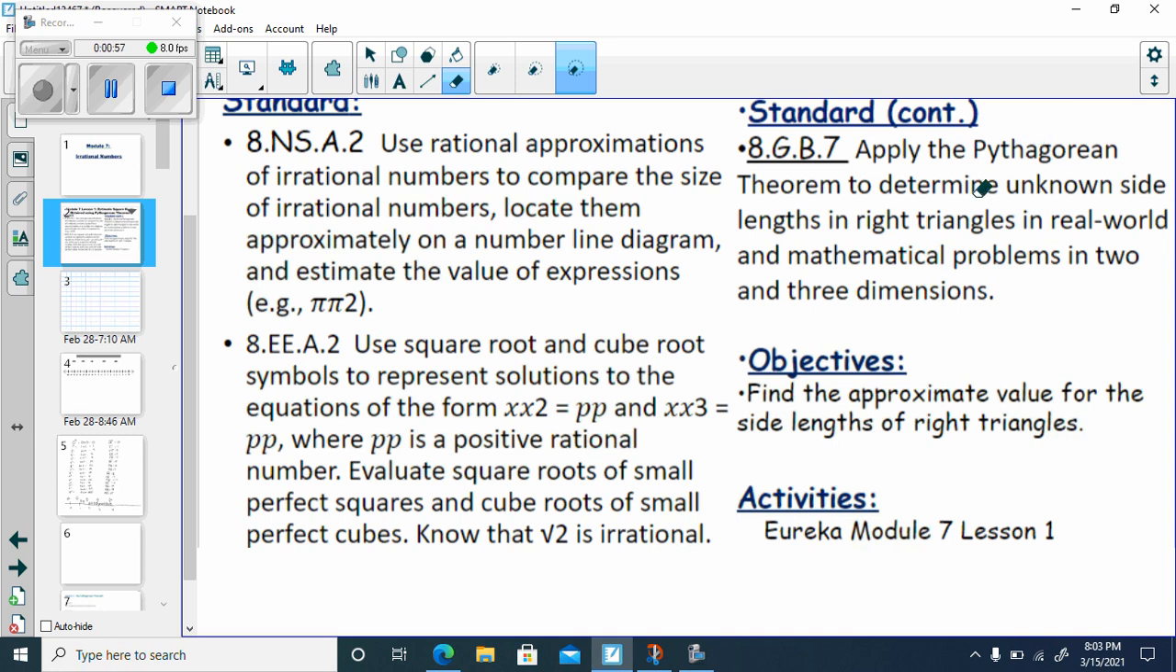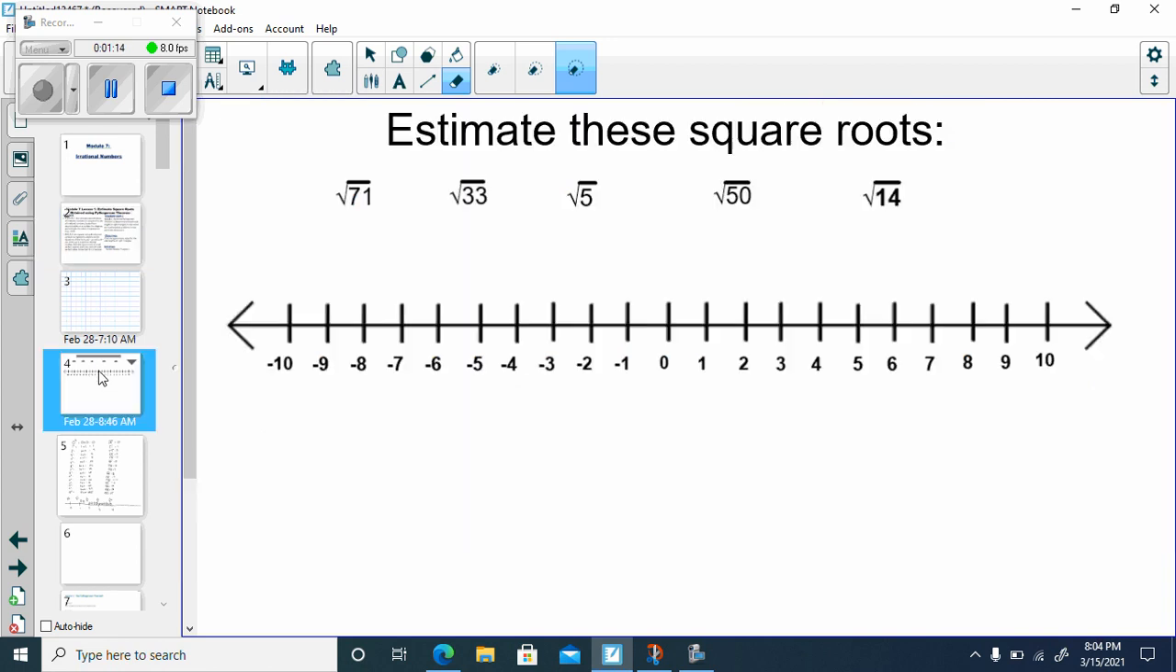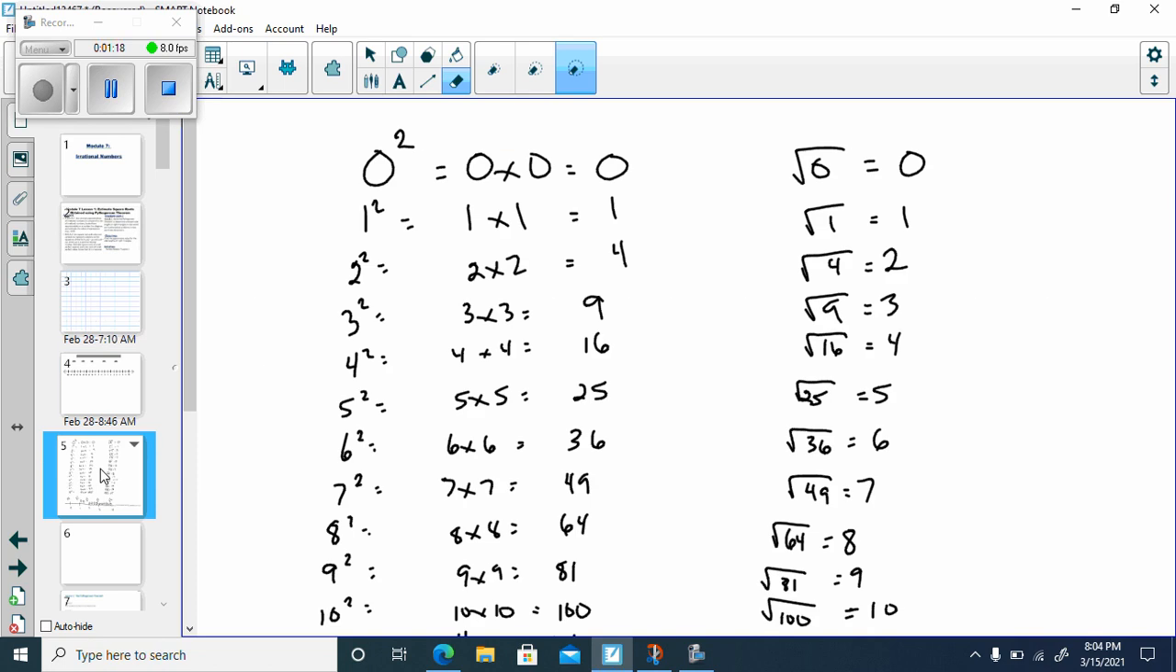The other standard that we're about to use is the Pythagorean theorem. We're going to use it to find side lengths in right triangles. So, for this particular lesson, we intend to find the approximate value for side lengths of right triangles. This is all in Eureka Module 7, Lesson 1. Before we get to that, we're going to start out by estimating some square roots. Let's actually start by looking at what a square root is.